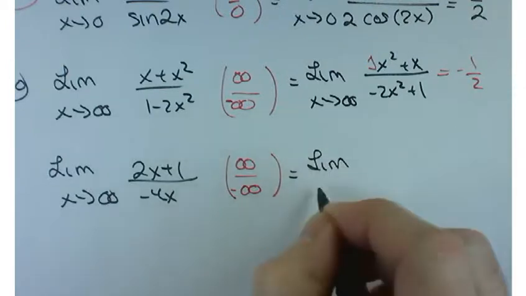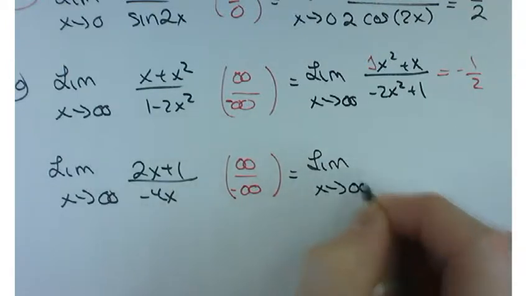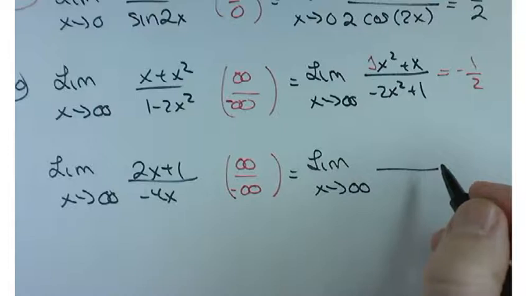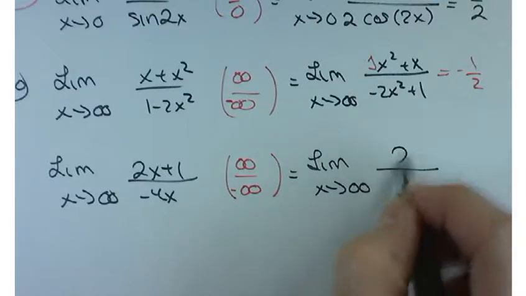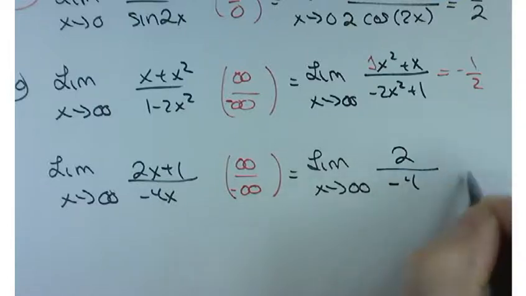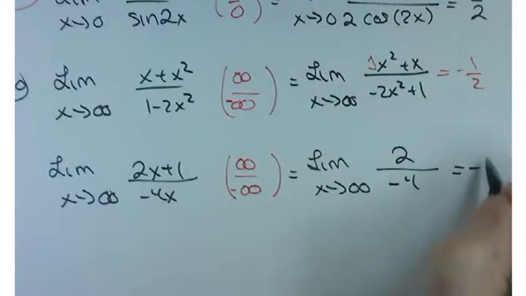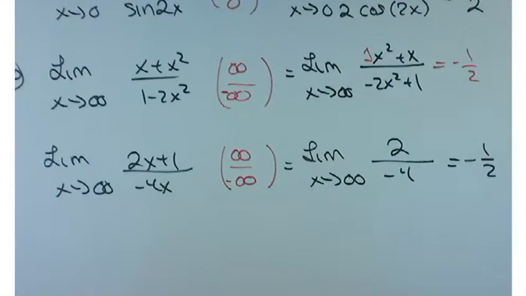This is the limit as x approaches infinity. All right, somebody be brave. Do the derivative of the numerator for me. Marissa, I see a volunteer looking at me. 2 over, and this is a constant. So our limit of a constant is just a constant. Put that in lowest terms, negative 1/2.